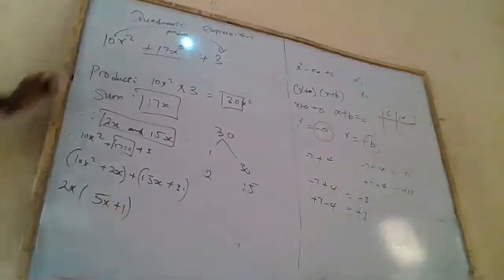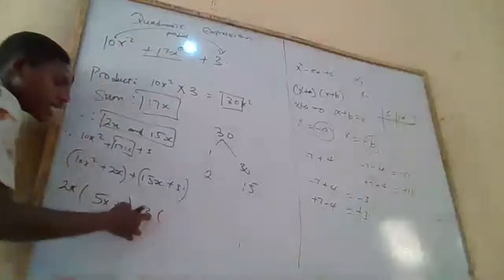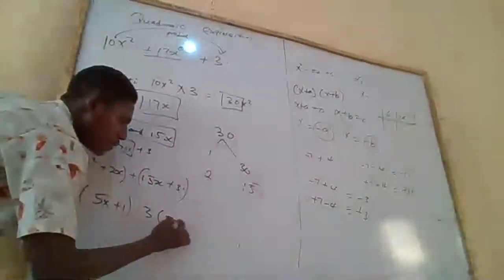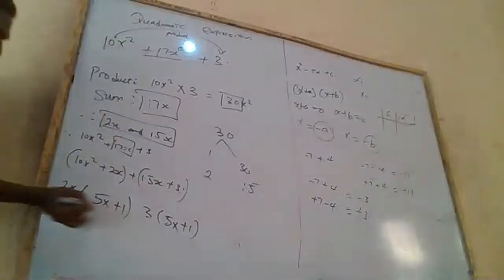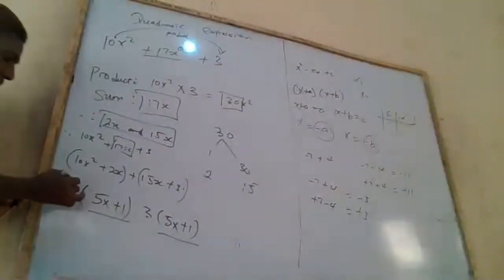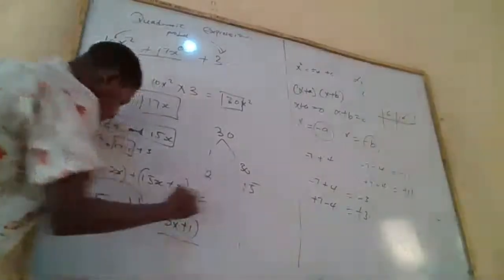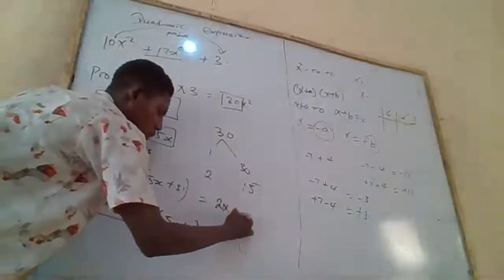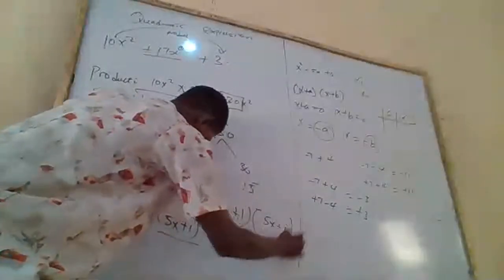Now, what can go here? 3 can go, right? Let's take 3 outside. 15x divided by 3 gives 5x, and 3 divided by 3 gives plus 1. Now, if this and this are the same, what does that mean? That means I can combine them together. So my final answer will be equal to what? 2x plus 1 and what? 5x plus 1.